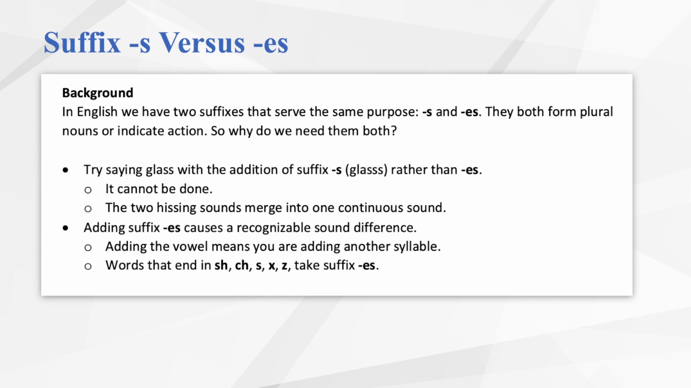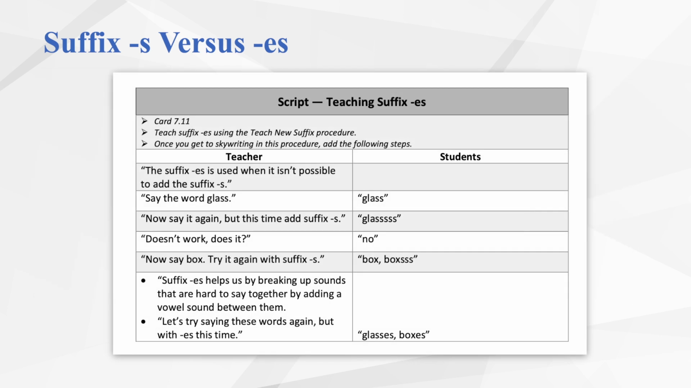At the bottom of the screen, you'll see a list. Words that end in ch, sh, s, x, or z. Add es and you'll please me. That's the little jingle that you're going to see demonstrated in just a moment. The script that you see on the screen is just a suggested conversation that you may have with students to explain the concept that we just went over with you about why we need a suffix es and why suffix s is not good enough.